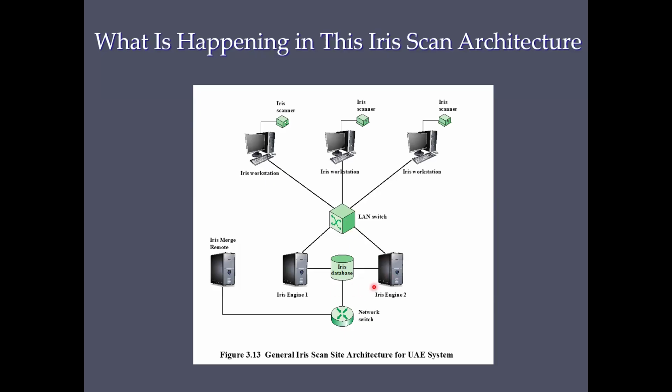We have IRIS engines here. Does anyone know why we have two IRIS engines here instead of one? So we have an IRIS database and we have two IRIS engines, or you can say two different servers. Yes? Redundancy. Okay. Yeah. So the idea is that having two can handle traffic much faster. And we have an IRIS merge remote that can also supply these IRIS engines if needed.